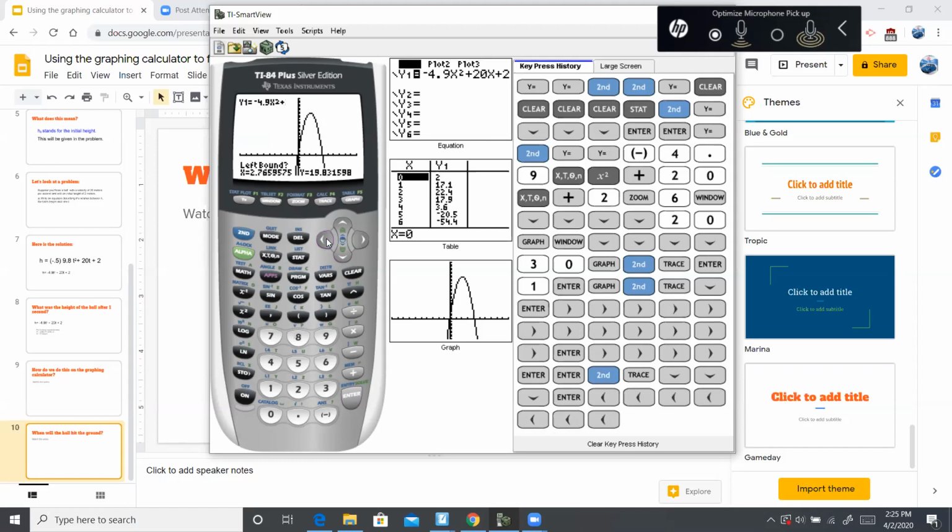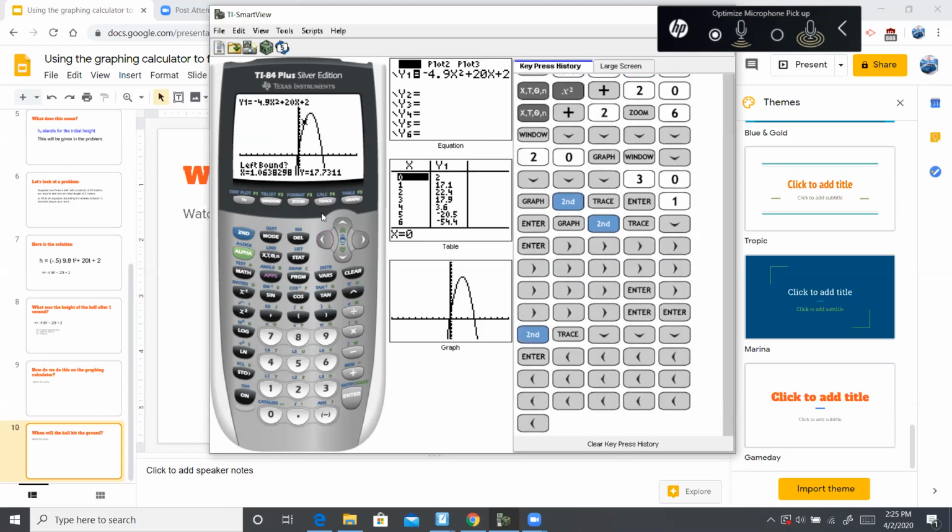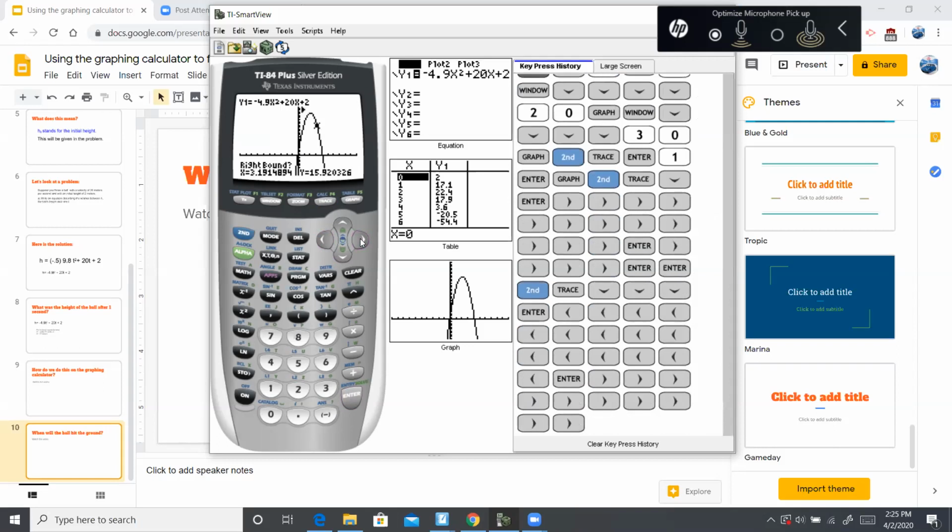I need to bring my cursor to the left of that maximum right here. See how I'm in this area right here? I'm going to press enter. Then I'm going to go to the right of the maximum just a little bit, press enter. And it says guess. Here are my two darts, press enter. And my maximum is, and I'm going to write this down, x equals 2.04, y equals 22.40. So at time roughly 2 seconds, the ball is at a height of 22.4 meters.